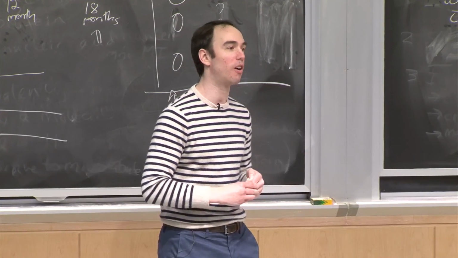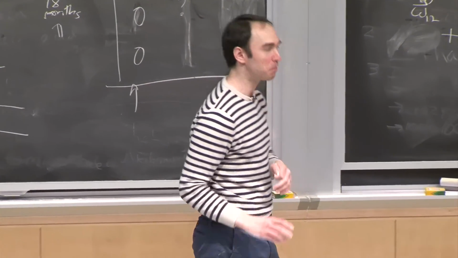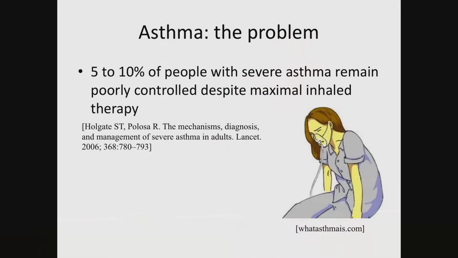to better understand asthma. So asthma is something that really affects a large number of individuals. It's characterized by having difficulties breathing. It's often managed by inhalers, although as asthma gets more and more severe, you need more and more complex management schemes. And it's been found that 5 to 10% of people who have severe asthma remain poorly controlled despite using the largest tolerable inhaled therapy.